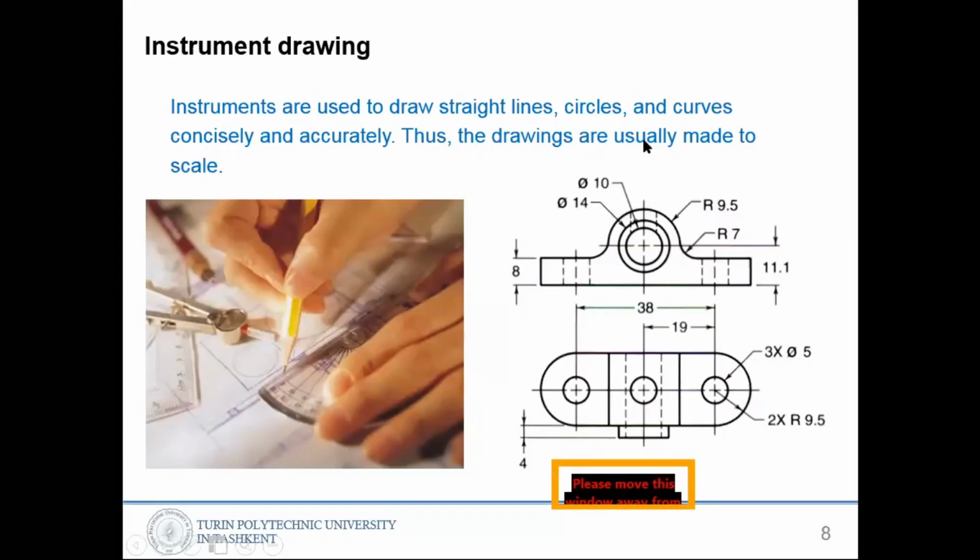So the drawings are usually made to scale. We're using a scaling. So you can measure this one, and you are able to understand the size of it. It's very good. There you can see the dimensions also. You're seeing the line types are very well shown, like dash lines, center lines, contour lines, continuous lines.